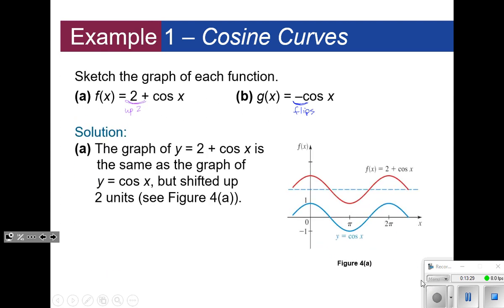The graph of y equals 2 plus cosine x is the same as the graph of y equals cosine x, but shifted up 2 units. They do a much better job drawing this than I would have, one of the reasons I wanted to use the PowerPoint. The whole graph still goes from the peak to the valley. It's still just 2 because it can go up 1 and down 1, but the whole thing is shifted up 2. So now instead of starting at 1, it would start at 3 on the graph because it shifted up 2.